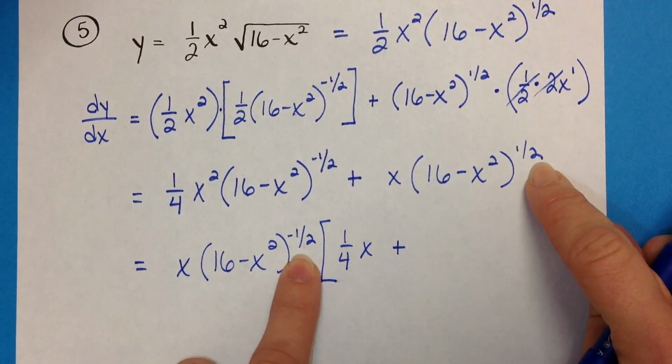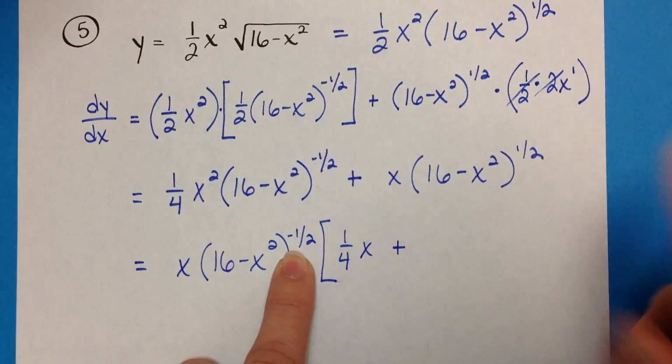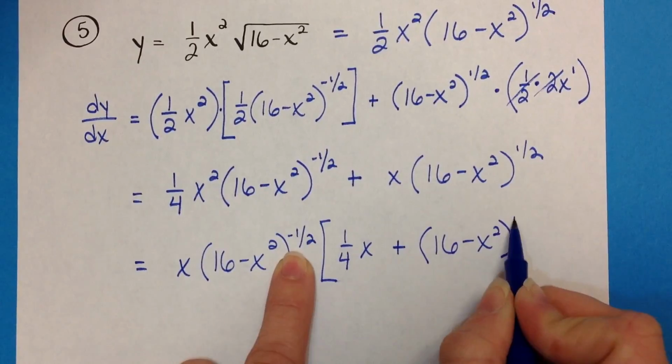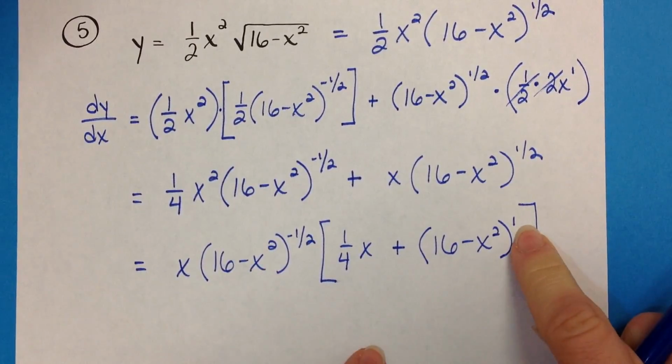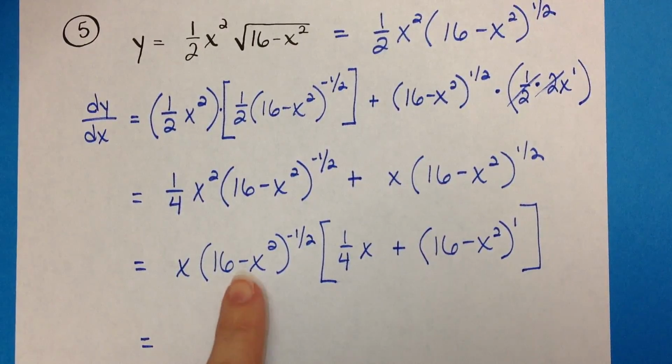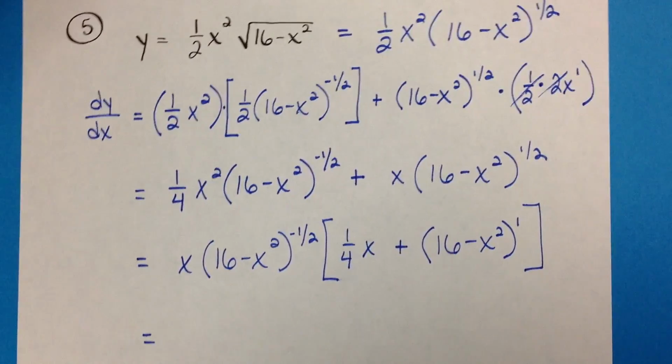So 1/2 minus a negative 1/2 is just positive 1. So that means that you're just left with 16 minus x squared to the first power. Of course, since this is a first power, you actually wouldn't even have to put your parentheses there. Okay. Now, you do need to move this to the denominator now.